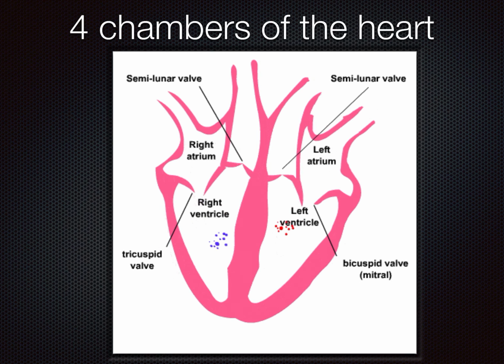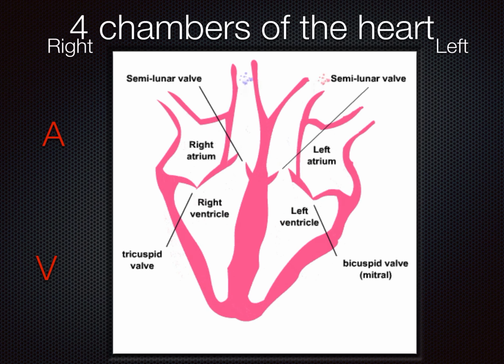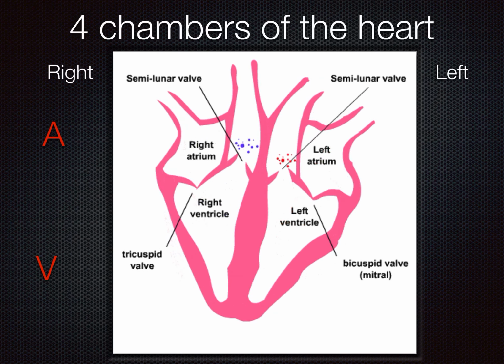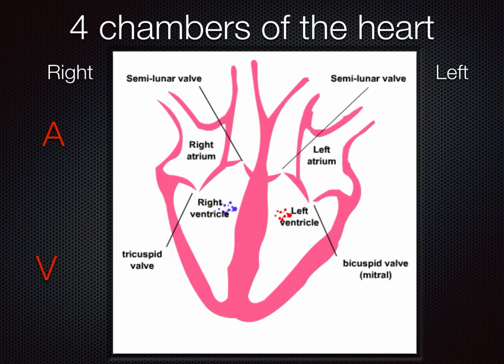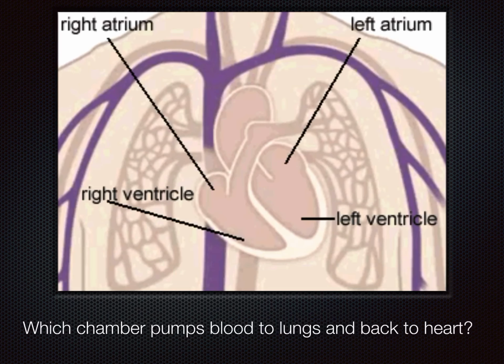So we need to know these 4 names. So draw a square on your diagram and just think about A above, V below. Okay? And then remember the right and the left flip and you'll have the names. That's the right atrium, that's the left atrium. That's the right ventricle, that's the left ventricle. So an easy way of doing that to remember.